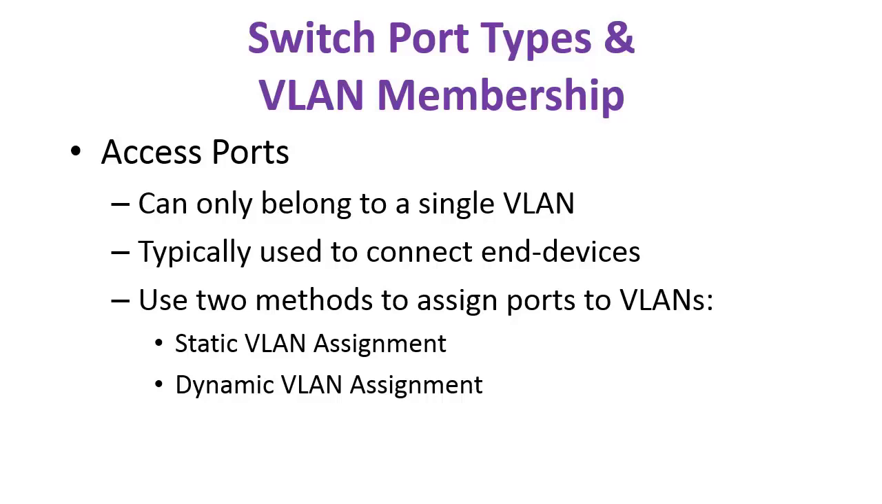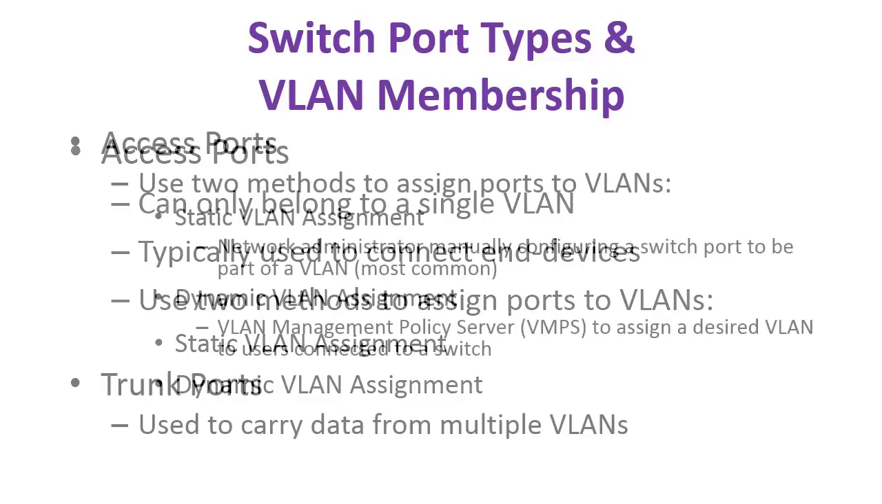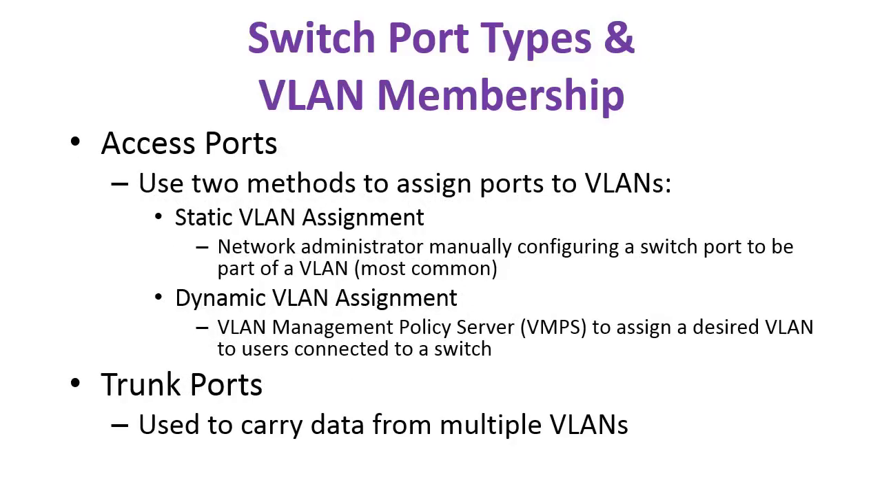And there are two methods to assign ports to VLANs for these access ports. The first, which is by far the most popular, is the static VLAN assignment. So an administrator actually doing it, and then dynamic VLAN assignment, which is done by a server. So let's dig a little bit more into those two concepts. When we have a static VLAN assignment, the network administrator is actually manually configuring a switch port to be a part of a VLAN.